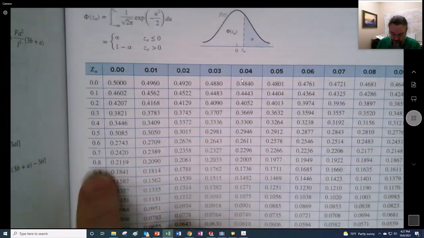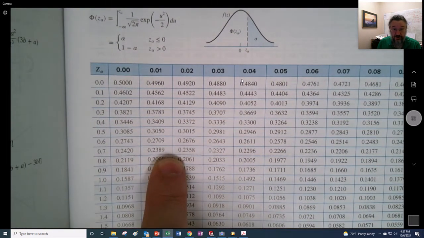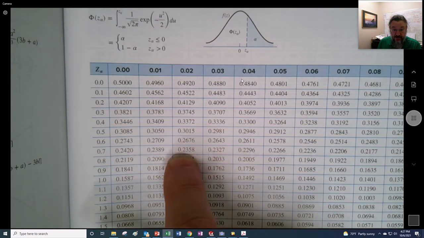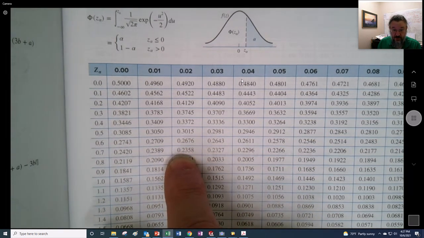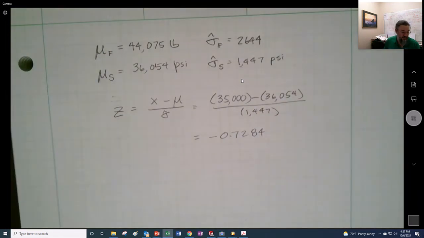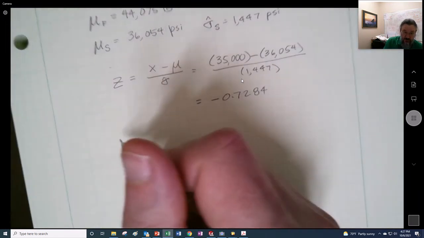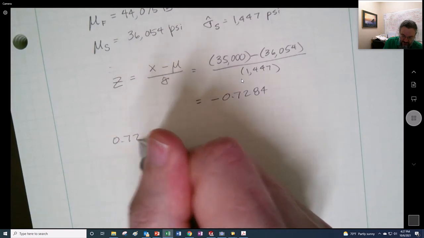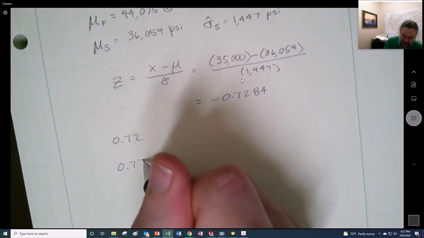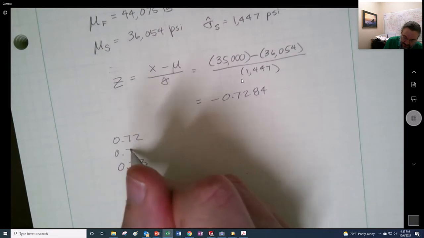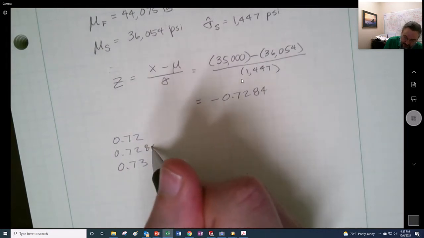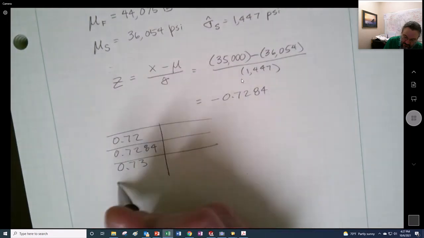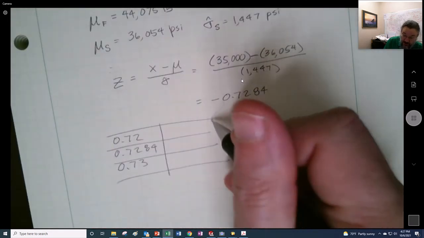0.72 or 0.7, and here's 0.72, and here's 0.73. So it's between these two right there. So you want to interpolate, and so you make an interpolation table. So we have 0.72 and we have 0.73. Ours is 0.7284. If you've never interpolated before this way, it'll be new to you.